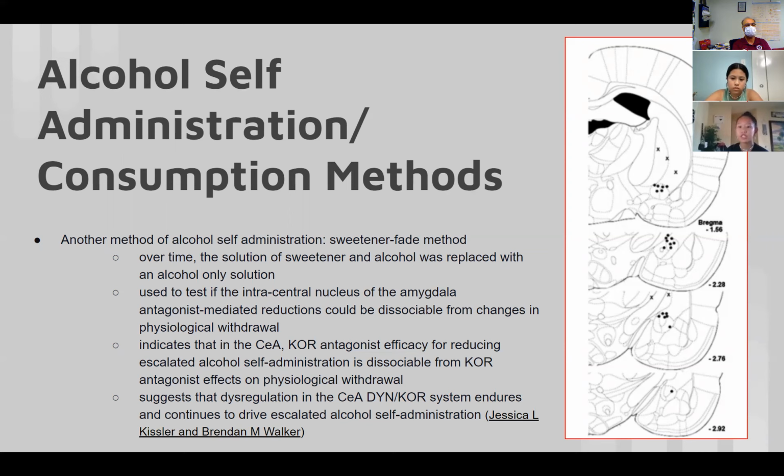Escalated self-administration of alcohol persisted into protracted abstinence and was dose-dependently rescued by the intra-central amygdala norBNI infusions. The study indicates that in the central amygdala, KOR antagonists' efficacy for reducing escalated alcohol self-administration is dissociable from KOR antagonist effects on the physiological withdrawal. The study also suggests that the dysregulation of the central amygdala DYN-KOR system endures and continues to drive escalated alcohol self-administration.